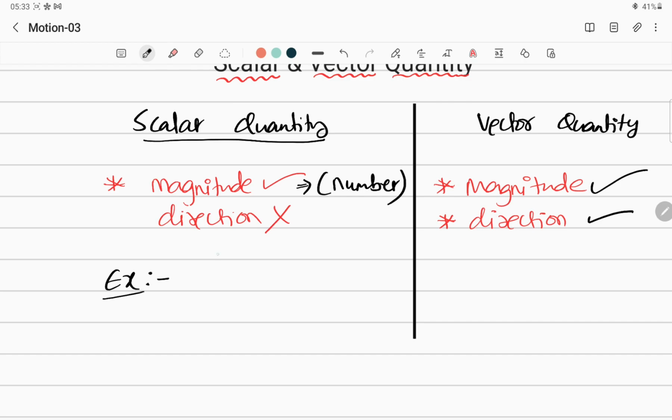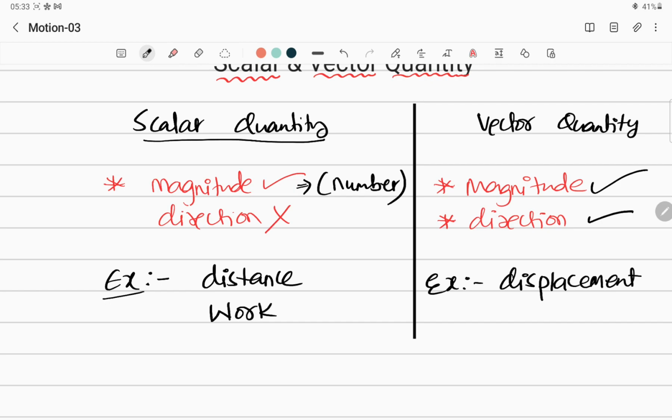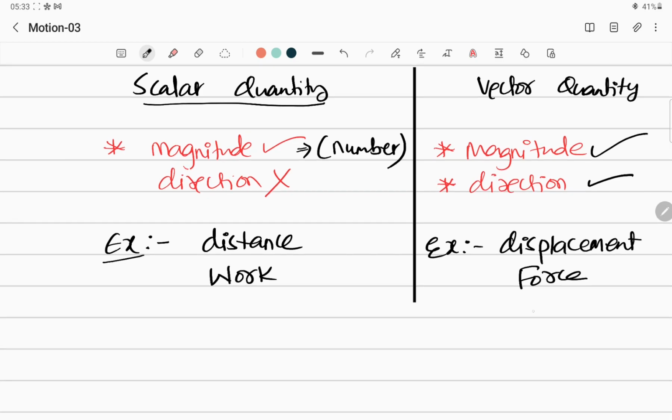All right, now let us look at some of the examples. These examples you won't understand directly. For example, a scalar quantity is distance. Now, the vector quantity example is displacement. Why is displacement a vector quantity? We will come to that. Okay, a scalar quantity is work, and here force is a vector quantity.